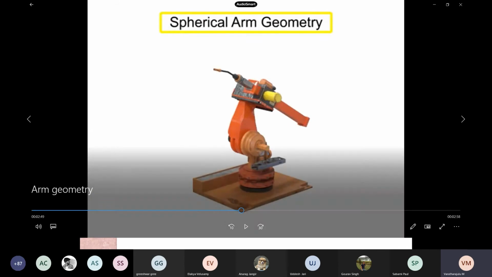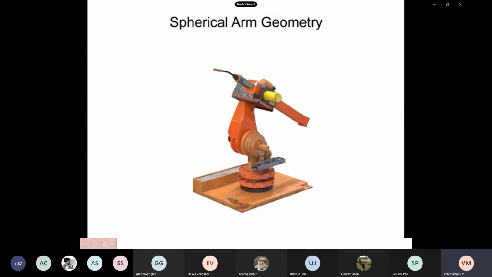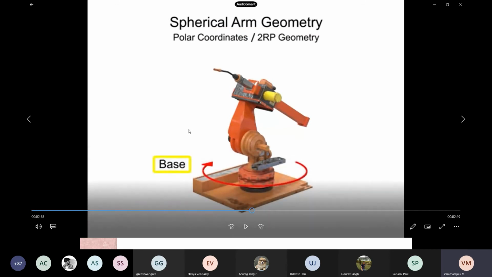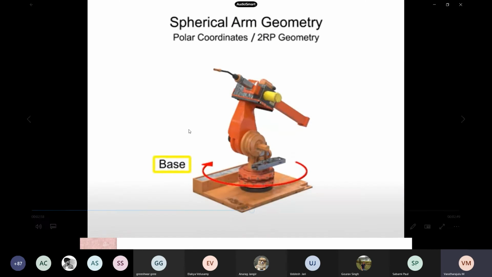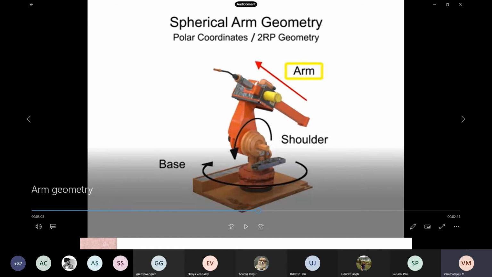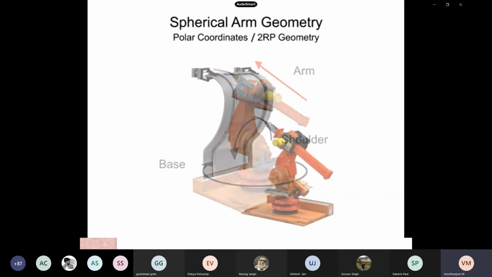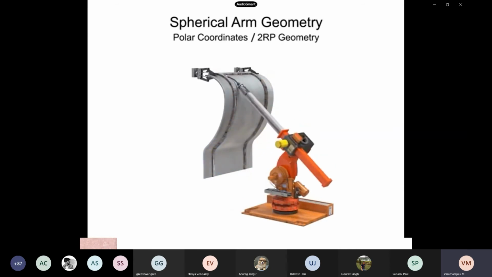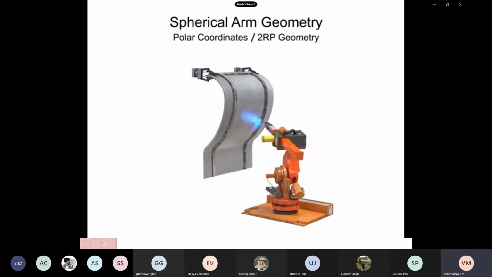Spherical arm geometry. This is the third geometry, that is spherical arm geometry. Robots can rotate in two directions and move linearly in one, and thus are given the designation of 2RP, polar coordinates. Please remember, 2RP: base rotation, shoulder rotation, and prismatic or linear motion of the arm. This type of robotic arm is most often used in machine tending, material handling, welding, painting, coating, and assembly tasks.